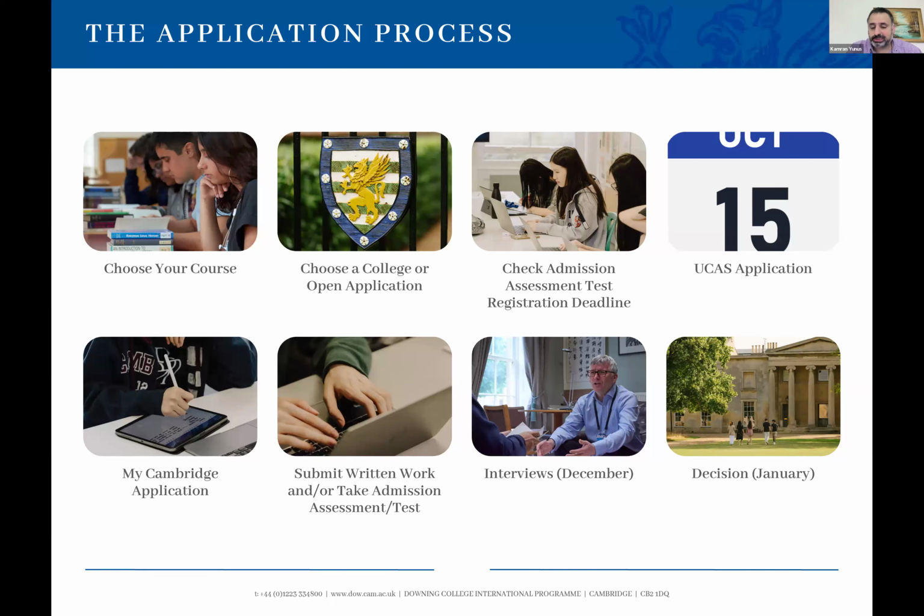Now, if you're required to sit a test, it's important that you understand when the registration deadlines are, and you understand when you have to sit that test by. If you do not sit the test on the prescribed dates or register for the test by the prescribed time, your application will not be considered at Cambridge. So please make sure you are familiar with this. If you're not sure, talk to your schools. Your school counselors should help you. If you're still unsure, contact the college you're thinking of applying to. They will help you with this process.